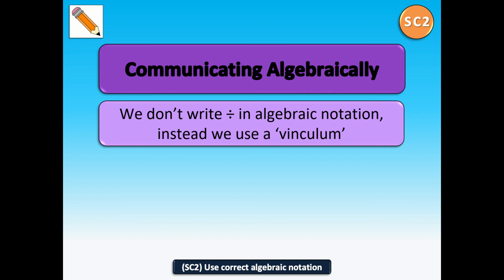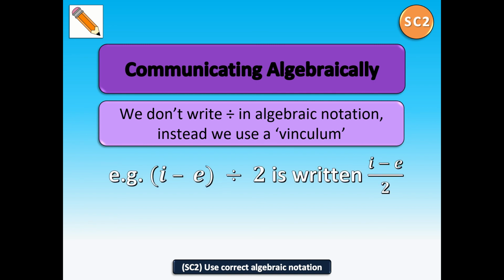We don't write a divide sign in algebraic notation. Instead, we write it as a fraction. So i minus e divided by 2 is written as i minus e over 2. This means divide.